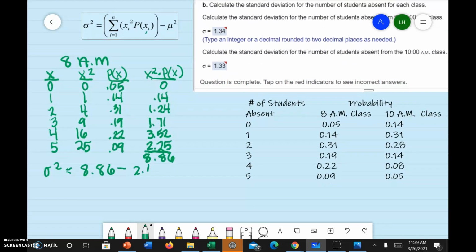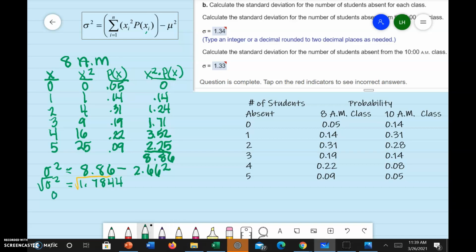So 2.66 squared, and you're going to get 1.7844, and you need to take the square root of that to get the standard deviation. When you do that, you're going to get 1.3358, but we're rounding to 2 decimal places, so that would round up to 1.34.